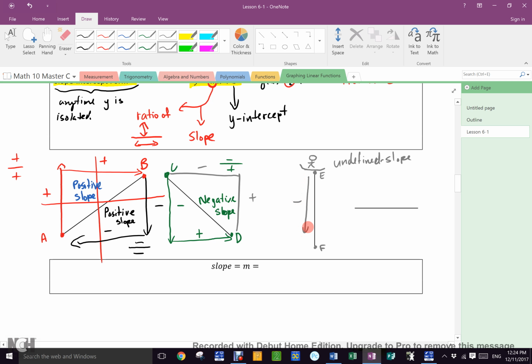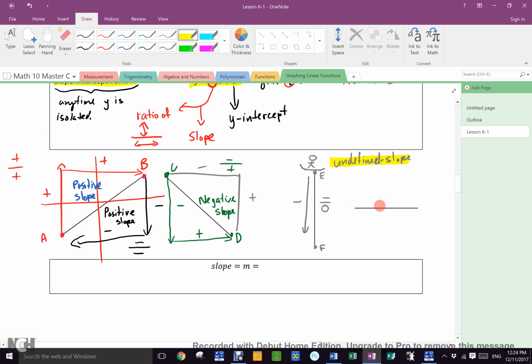Minus, straight down, yes? How far did I go left and right? 0. So this would be a negative divided by 0, wouldn't it? You can't divide by 0. So that is why this is called an undefined slope. Because it's technically an infinite slope, isn't it?